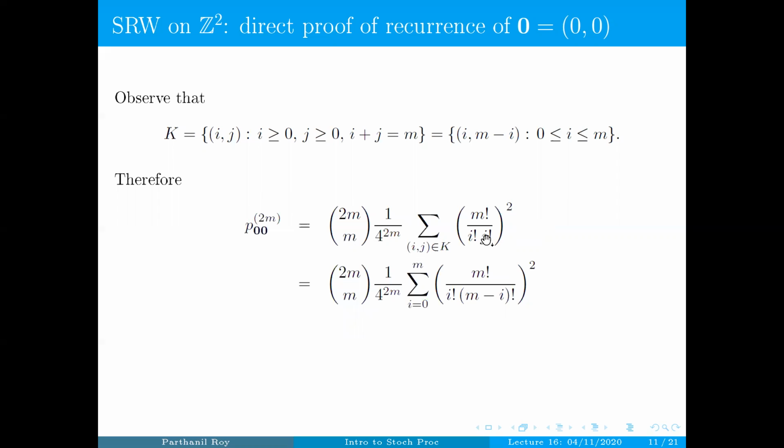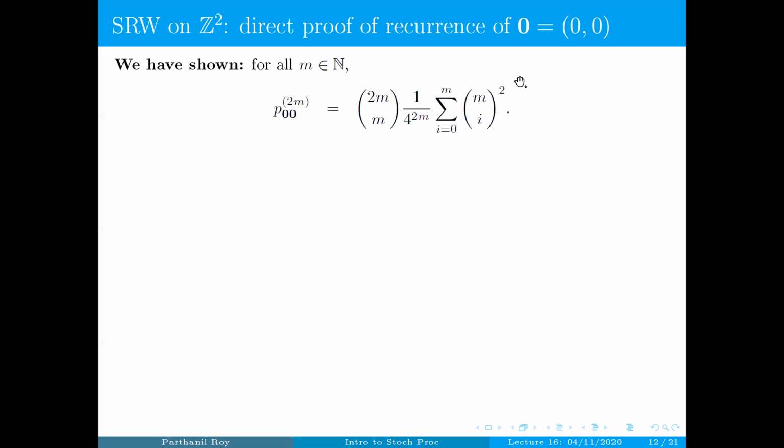So in other words, we are eliminating j from this expression by observing that j is just m minus i, and thus i will have to run from 0 to m. That's all. Now what is this quantity? This is just m choose i. So therefore what we have got is that P_00 of 2m is this quantity times the sum of (m choose i) squared from 0 to m. Okay, so we have shown that P_00 of 2m is equal to this.